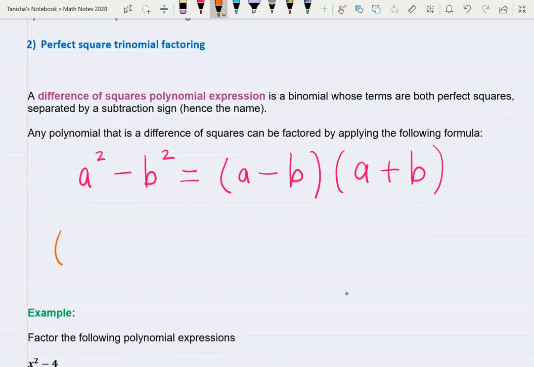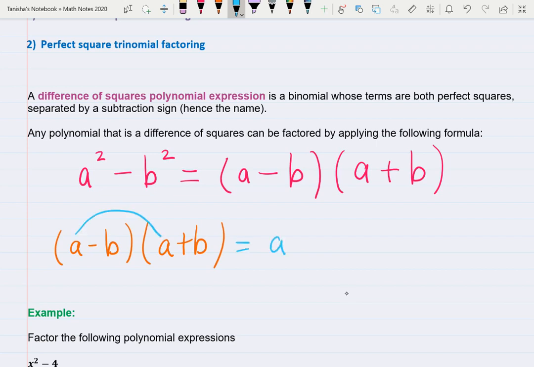Let's recall our multiplication of conjugate binomials. So if we have a minus b times a plus b, what do we get when we expand that out? Well, using FOIL, we're going to multiply our first terms of our binomial to give us an a squared. Then we're going to multiply the outsides. So that's a times b. It's going to give us ab. And then negative b times a, that's going to give us negative ba.